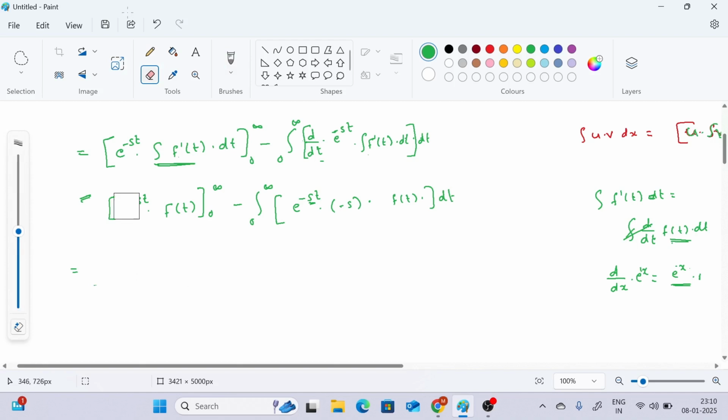Let me rewrite again. E raised to minus st f of t, 0 to infinity, minus integral 0 to infinity. This minus and this minus will become plus. E raised to minus st f of t dt. I'm taking s outside because it's constant.